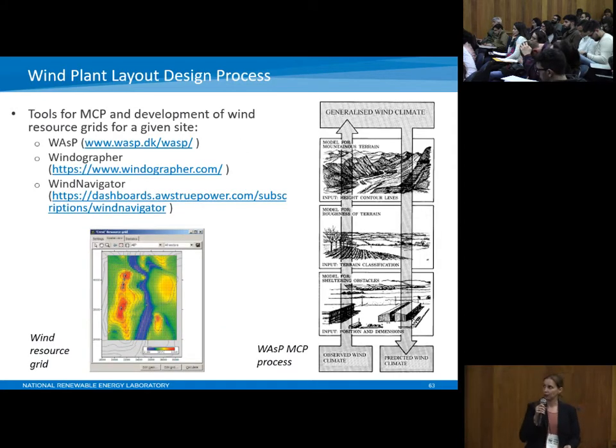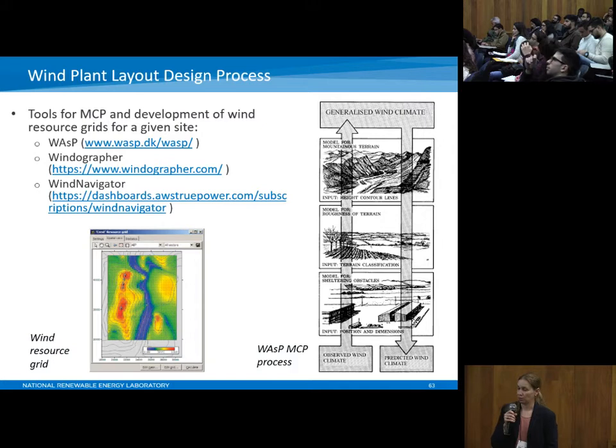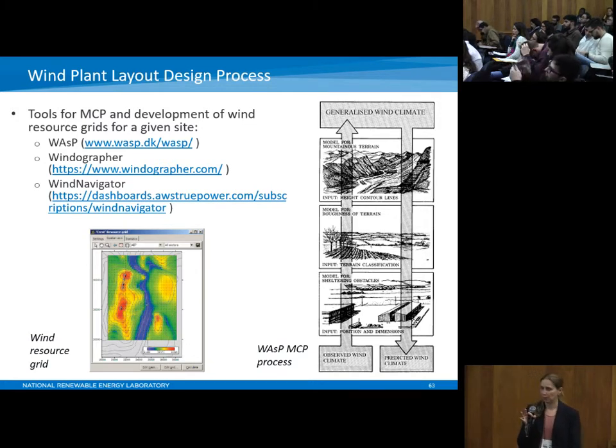All right, so tools for MCP. This is mostly a resource information for you guys. If you're interested in looking at tools for doing MCP and resource assessment for a different wind site, WASP is one of the oldest. It's out of DTU Wind Energy in Denmark. I think they have a student license version that you can get, that's either cheap or maybe free, I'm not sure. Don't quote me on that. My DTU colleagues will come after me.